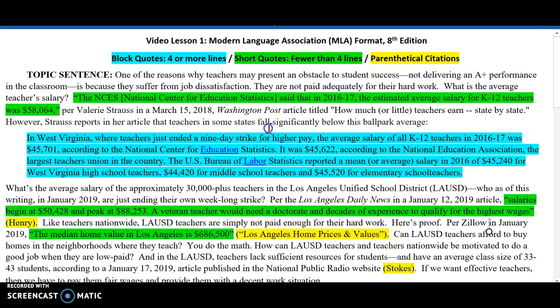Okay, let's cover some more information about the quotes, and I want to discuss these brackets here that I put into this quote. I can add information into a quote to make it read better or to clarify something if I put brackets around it. I can't change a quote, but I can add brackets. And here, Valerie Strauss mentioned the NCES. She used the acronym for the National Center for Education Statistics. But when we write essays, we never use the acronym first. We always spell out the acronym first.